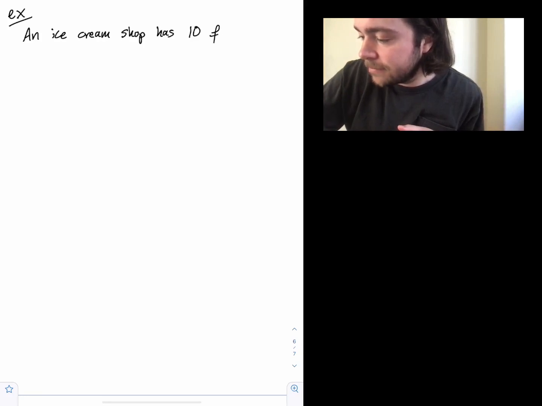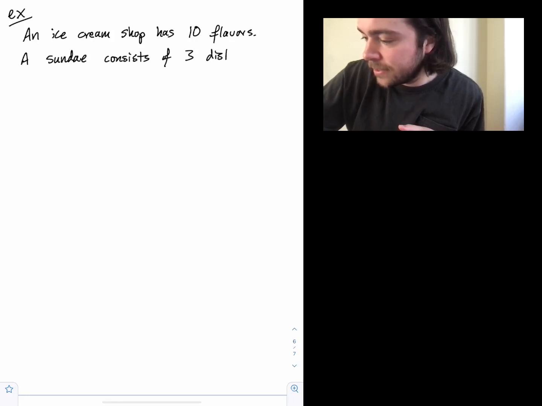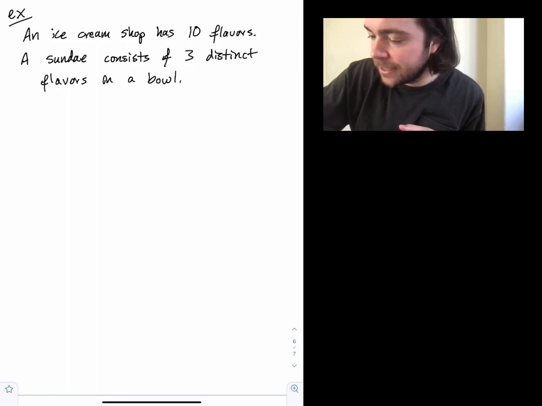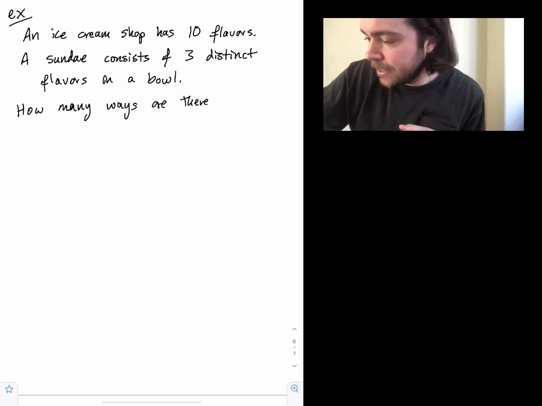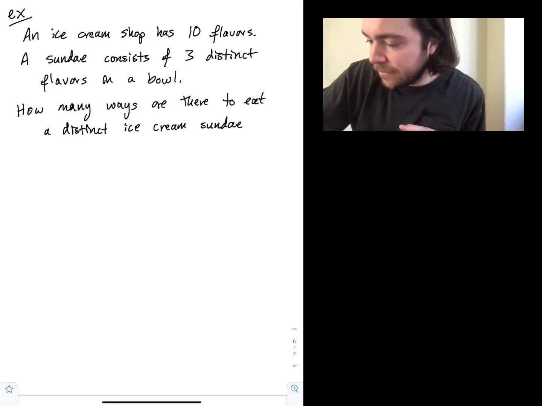Okay, so an ice cream shop has 10 flavors. A sundae consists of 3 distinct flavors in a bowl. Yeah, that's what a sundae is at this ice cream shop. How many ways are there to eat a distinct ice cream sundae each day for a week?